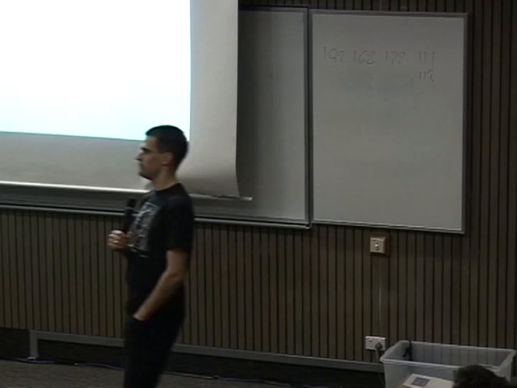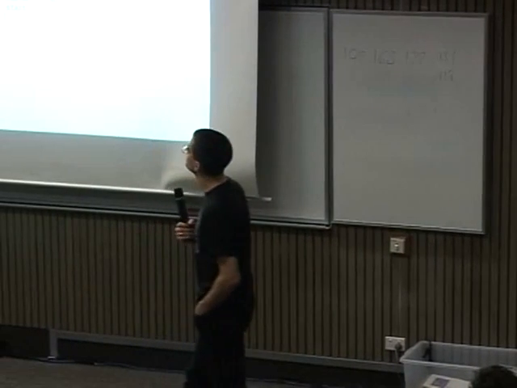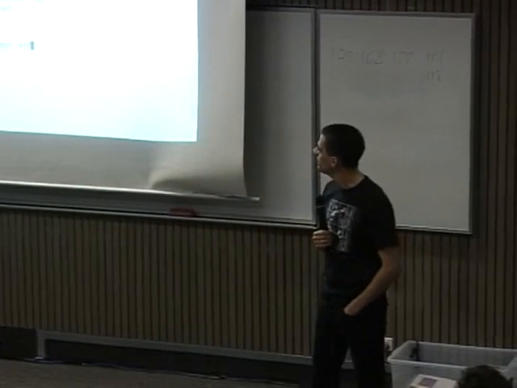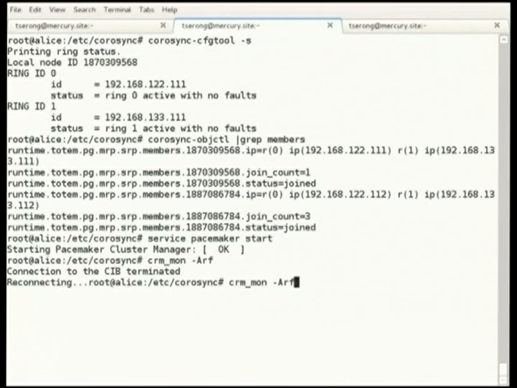What arguments did you pass to CRM-mon? The question was, what arguments did we pass to CRM-mon? It's ARF. Andrew, can you please implement a -B option?